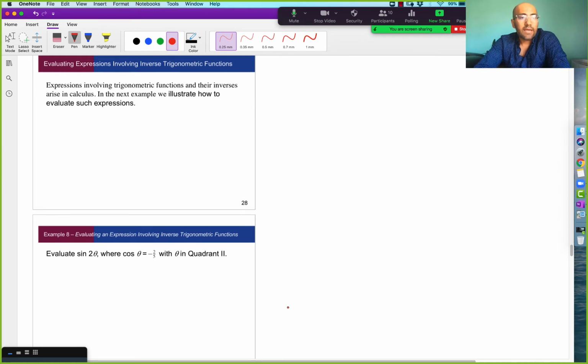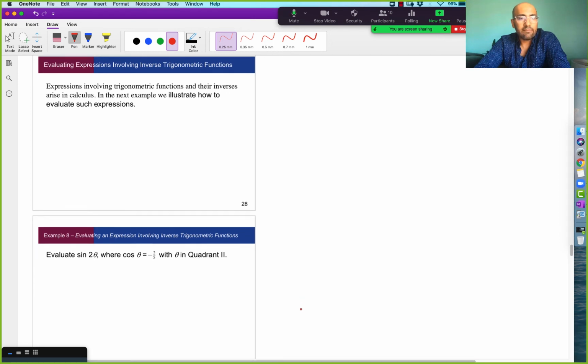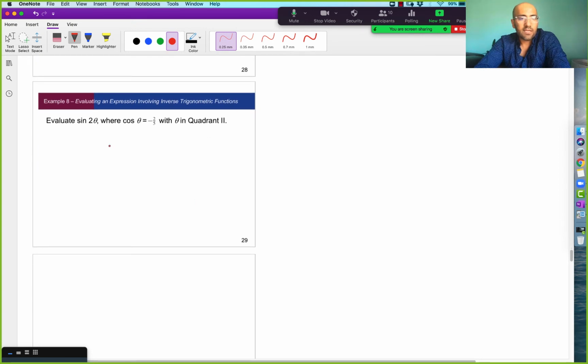Okay, expressions involving trigonometric functions and their inverses arise in calculus. In the next example, we illustrate how to evaluate such expressions. So evaluate the expression sine 2 theta, where cosine of theta equals negative 2/5, and theta is in quadrant 2. Okay, so given the information that they provided us, we know we're in quadrant 2. Let's draw a triangle in quadrant 2.